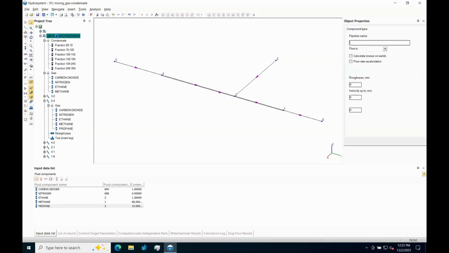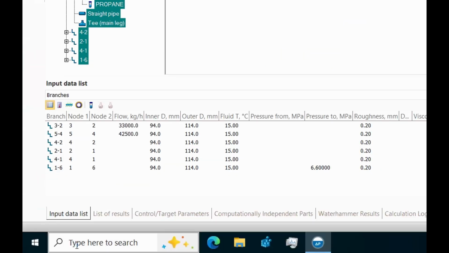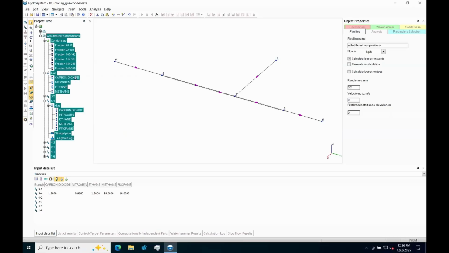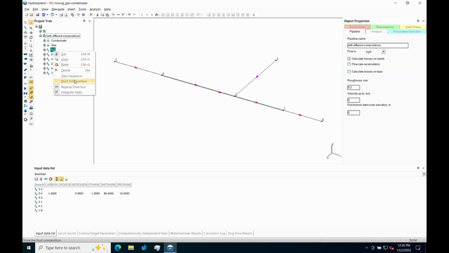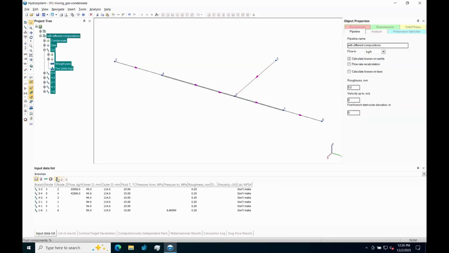We can visualize all the compositions over here. So if I go back to the piping system, I can see what types of fluids are specified here in the input data. In the input data, I have specified the gas composition in this branch. In this one I didn't specify it, but let's add some fluids to it too, so we can see their compositions in the input data list.